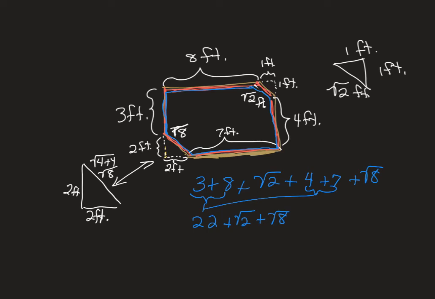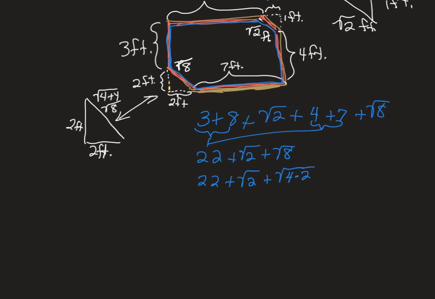With 2 square roots, what can we do? Can we do anything? Let's see, we can rewrite the square root of 8 because there's a perfect square that it has as a factor. 4 is a perfect square, and it is a factor of 8. 4 times 2 is 8. So, since this is true, what we can do is move this up out of the way a little bit. We can say we have 22 plus the square root of 2 plus 2 square root of 2.